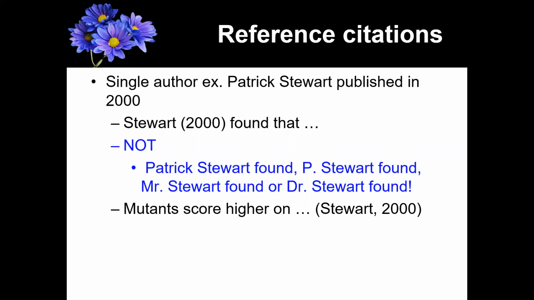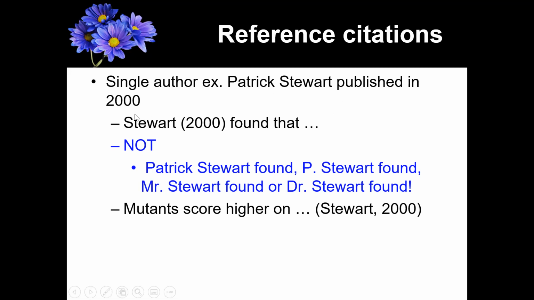Okay. So when it comes to citations, like I said, there's differences depending on the number of authors. This is what it should look like when you have a single author. Stewart 2000, Stewart 2002 found that, whatever. It shouldn't be Patrick Stewart, so obviously no first names, no first initials or middle names either, no misters, no doctors. Okay. So this is one way to cite. This is known as outside of parentheses, meaning you just state their name and then you put the year in parentheses right after.